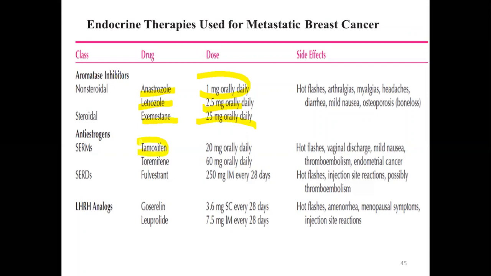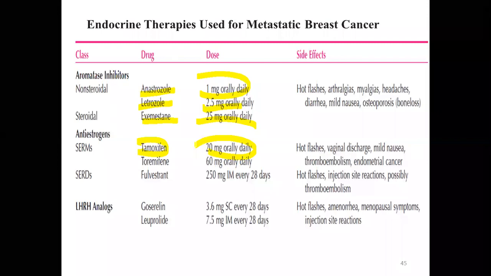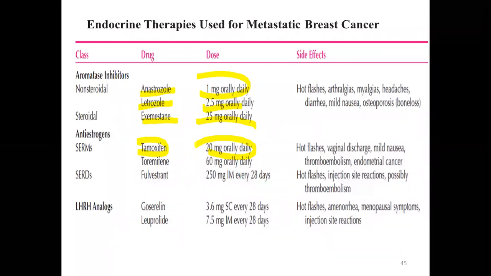Then tamoxifen is usually given as a 20 milligram oral daily dose. So you can even know the doses as well. Anastrozole is 1, letrozole is 2.5. Okay, then what is the risk of tamoxifen? Risk of thromboembolism, and endometrial cancer is usually very high with long-term use.